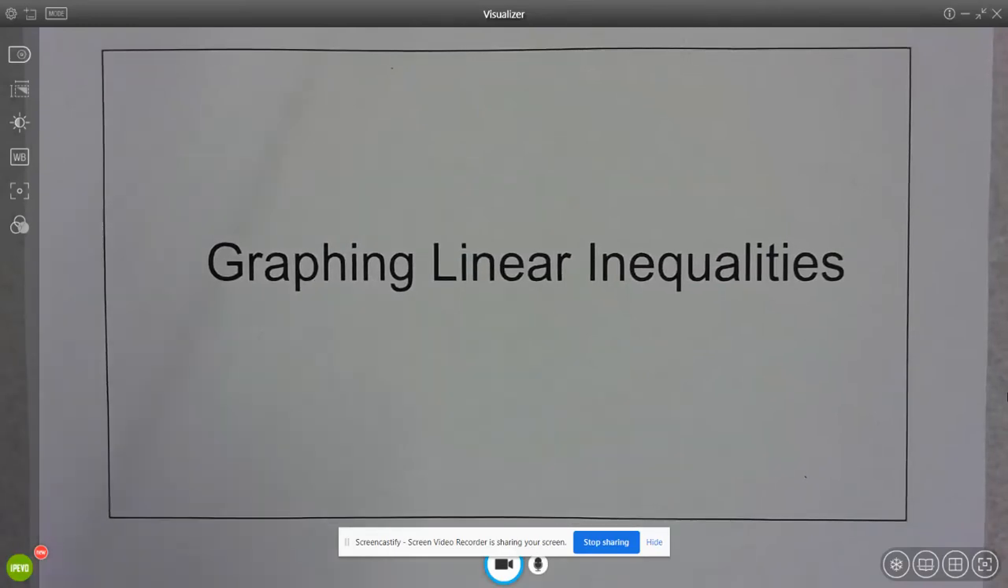All right, so for this lesson, you're going to need some graph paper and some sort of straight edge or a ruler. And you'll also need some type of crayon or colored pencil or something to do a little bit of coloring in. So we are going to continue on with our linear inequalities that we started yesterday.